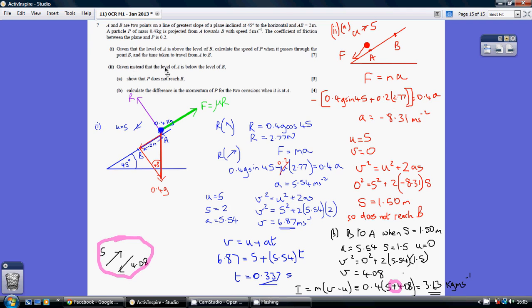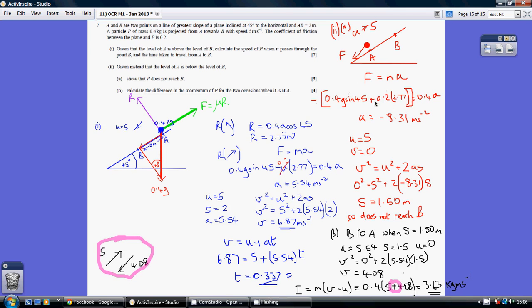Now for part 2, we've got it the other way around, so we've got A below B. So we've got the friction in the opposite direction. Now, using F equals ma, we've still got our 0.4 g sin 45, but that's now in the same direction as the friction. Because we're moving upwards, the friction is now downwards. So the two forces are in the same direction.